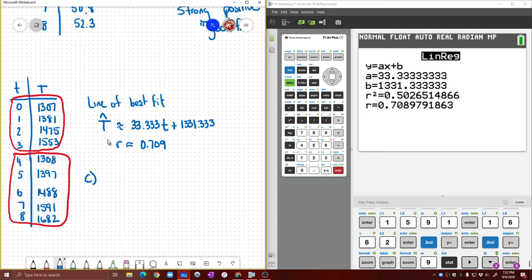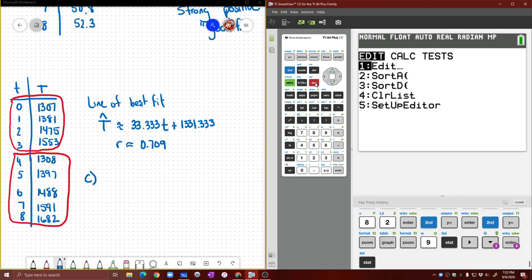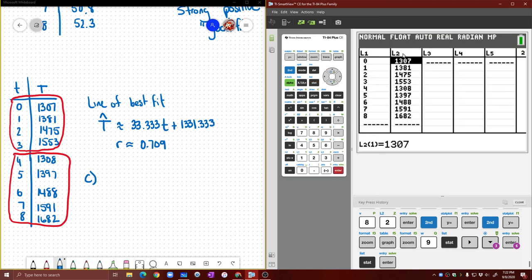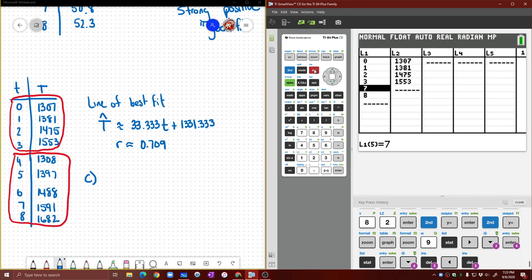So here's how we're going to do this. I'm going to go into my stat, and I only want to plot these first 4 points. So that means I'm going to go into my lists here, and I want to erase everything from 4 after. So I'm going to just hit delete, delete, delete, delete, delete. Now I go over here to the left and hit delete, delete, delete, delete, delete. So I'm only plotting those first 4 points.